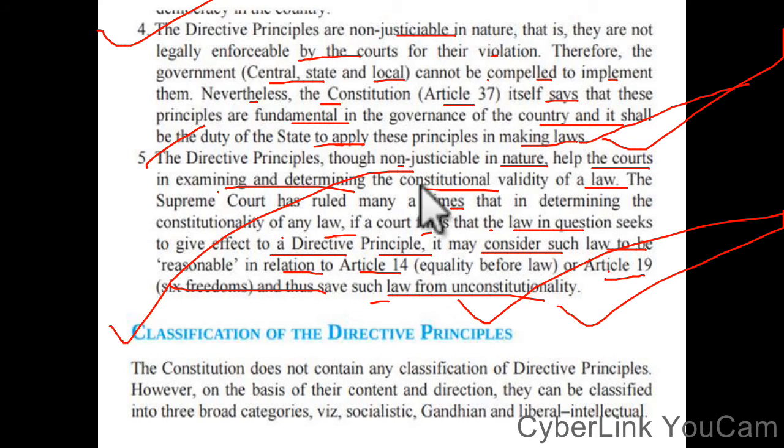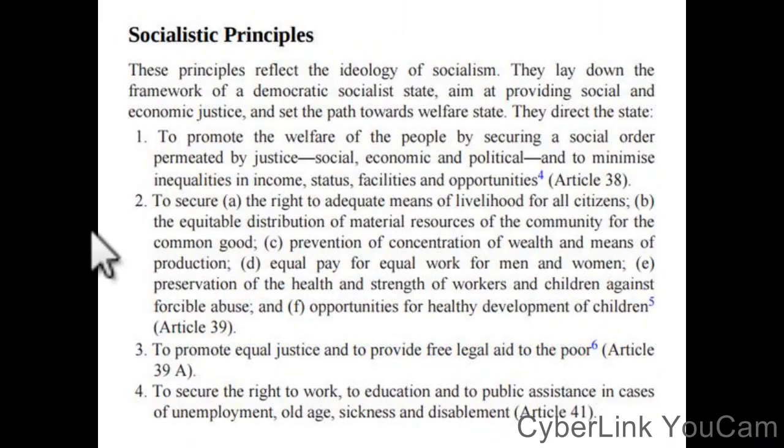Classification of the directive principles. The Constitution does not contain any classification of the directive principles. However, on the basis of their content and direction, they are classified into three broad categories: socialistic, Gandhian, and liberal intellectual. Socialistic.